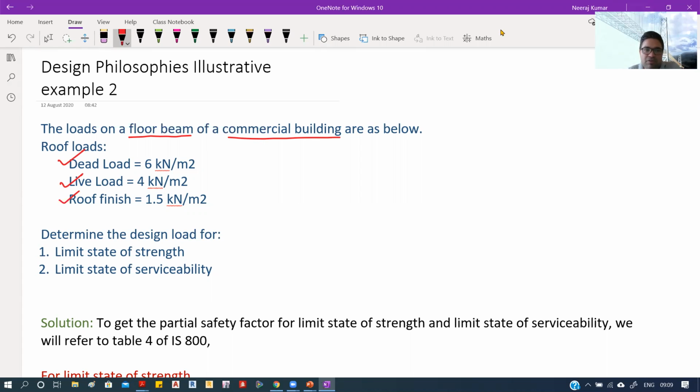Well, this roof finish will also come into the category of dead load, because roof finish is a dead load. It is not a moving load. So dead load will be 6 plus 1.5, which is 7.5 kilonewton per meter square. So we need to find out the design load.